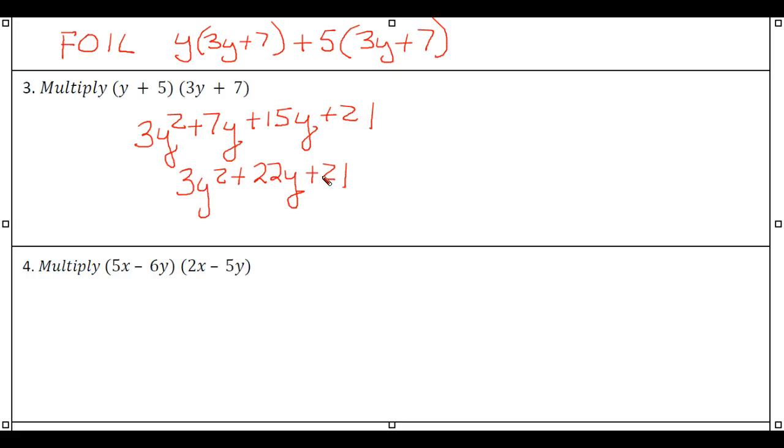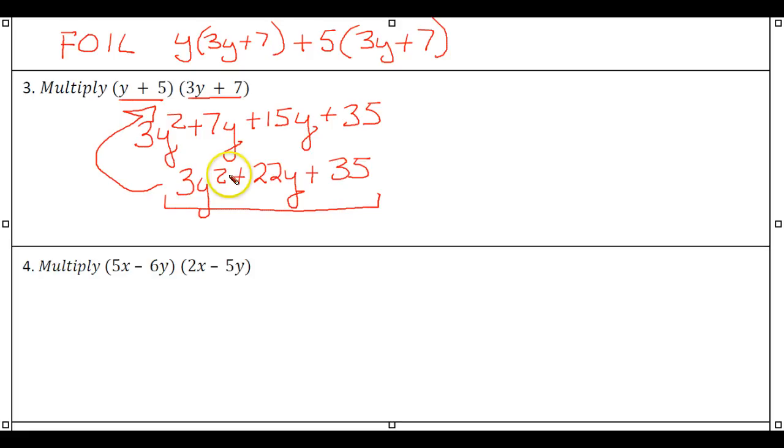Now as we look at this, we need to check our work. Yeah, 5 times 7 is 35. I'm not sure where I got the 21 from. Anyway, check your work. And now this is the trinomial that came about from multiplying this binomial and this binomial. Later in this unit, we're going to take this trinomial and try to get it back to the factors of it. This is going to be a really important skill that we'll be working on.